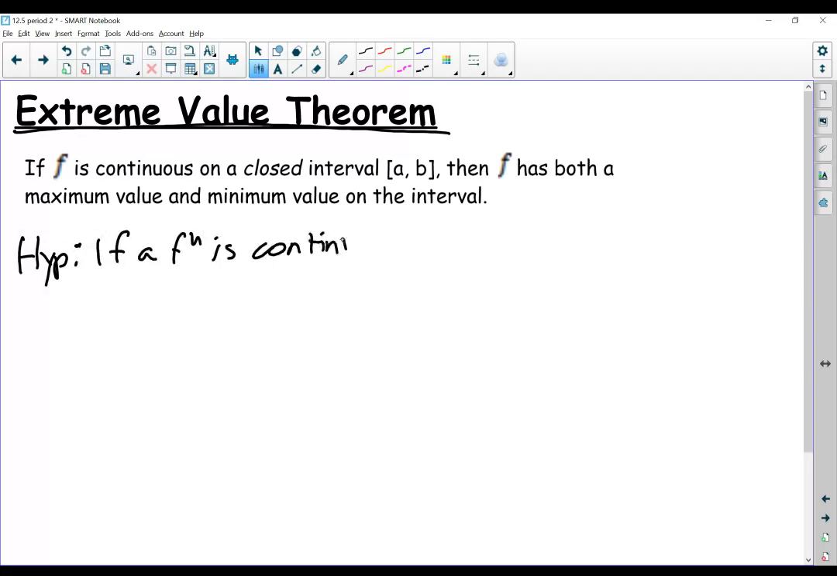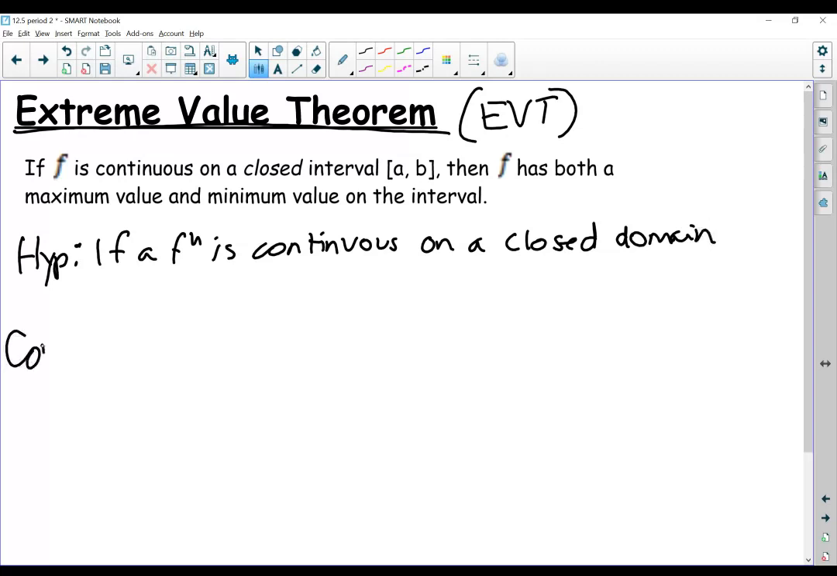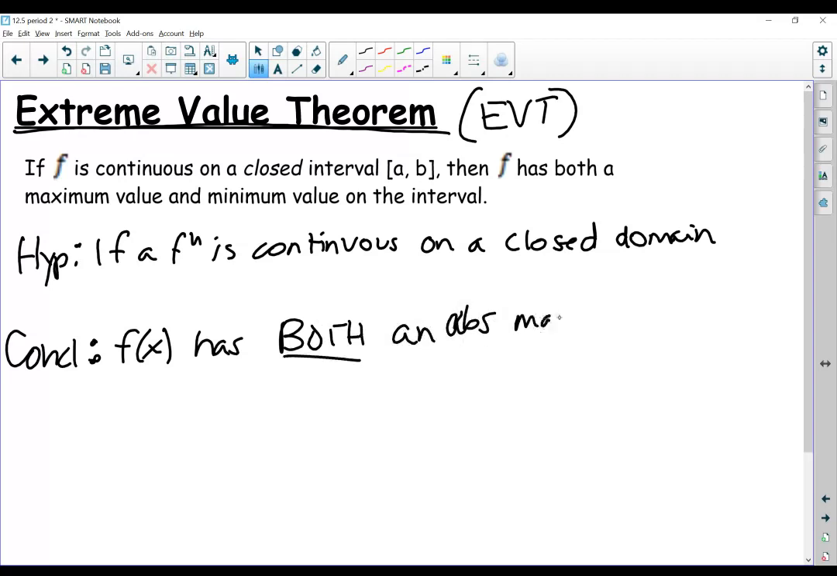So that's the same hypothesis for the intermediate value theorem. Just an FYI, IVT has the same conditions as EVT, which kind of makes it nice. If a function is continuous on a closed domain, then my conclusion, the guarantee, is that f of x has both an absolute max and min.